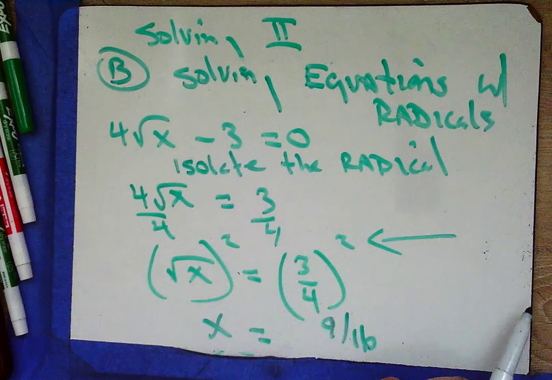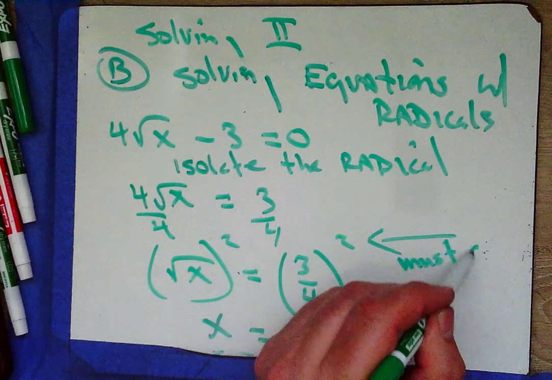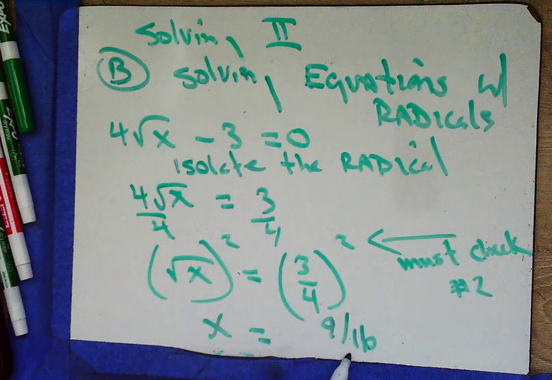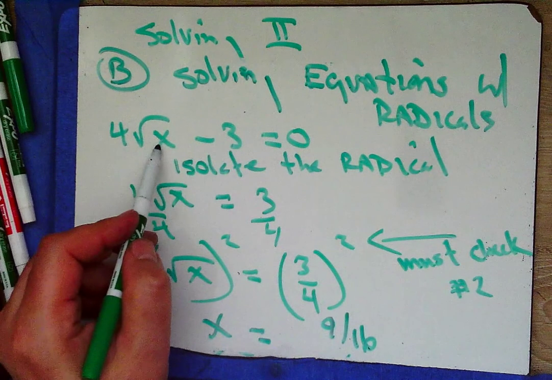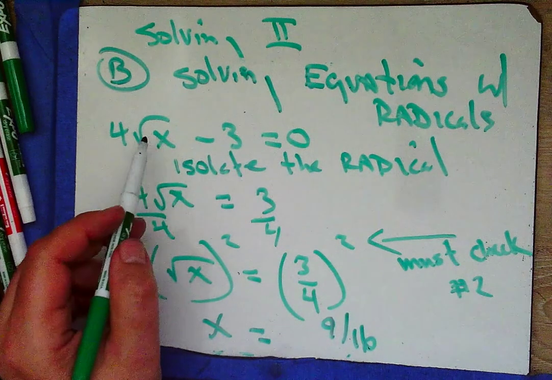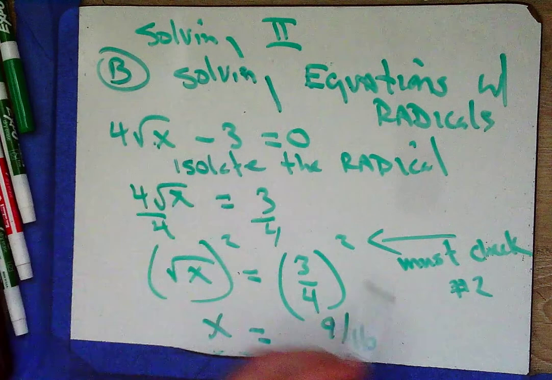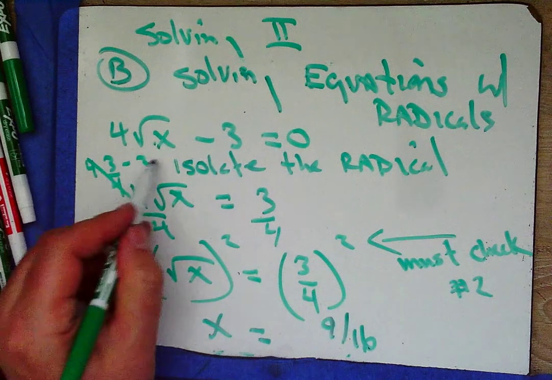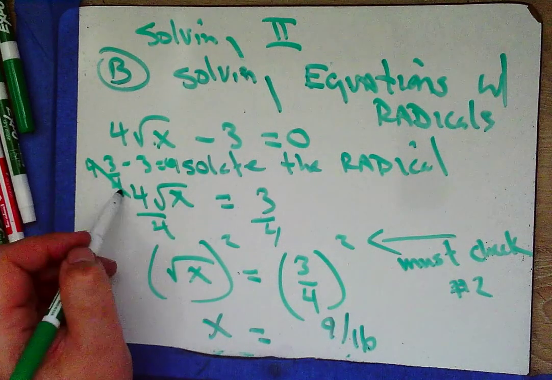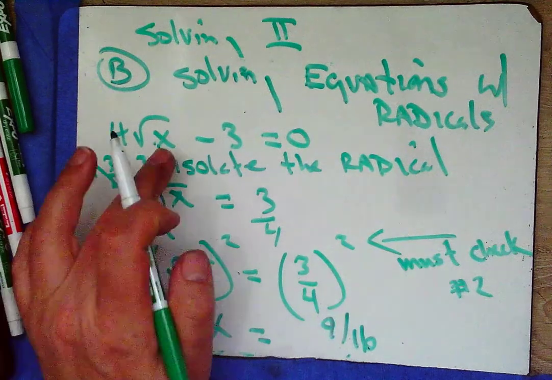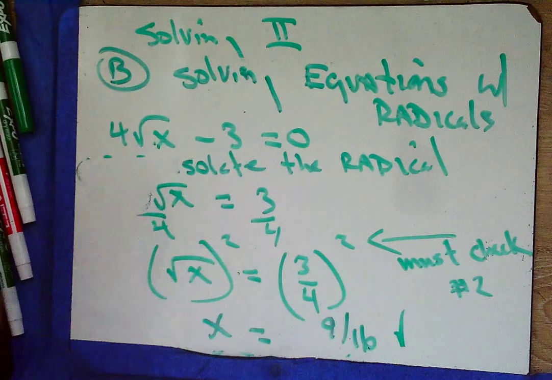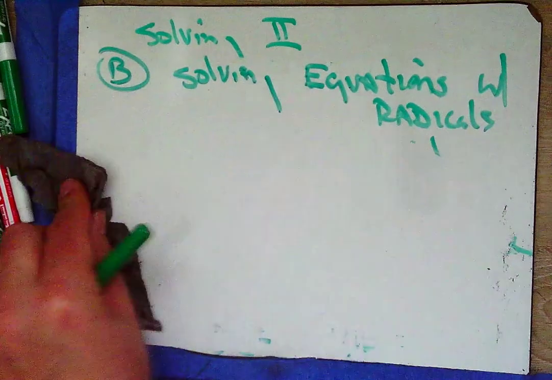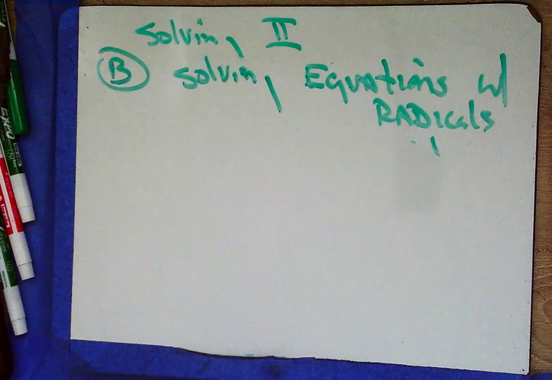Right here, where I squared both sides, remember that's must check number 2. So I'm going to take this 9/16 and plug it into the original equation. Square root of 9 is 3, square root of 16 is 4, so I've got 4 times 3/4 minus 3 equals 0. The 4's cancel, leaving me 3 minus 3, which really is equal to 0. So this one works fine. But remember, if I square both sides, that's a must-check situation, so please make sure you must check it.